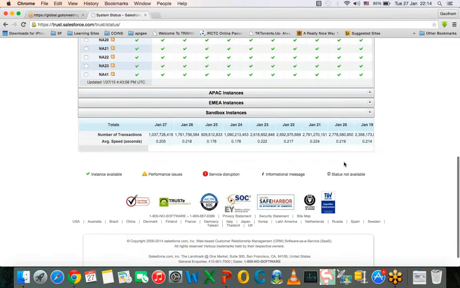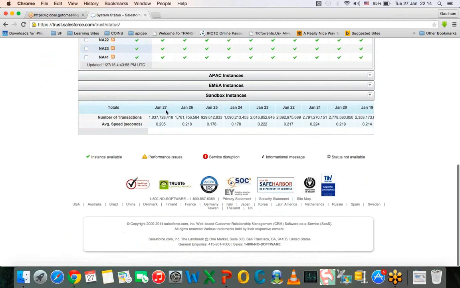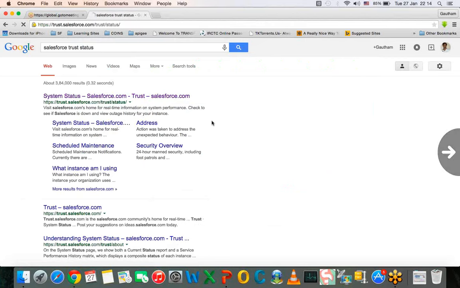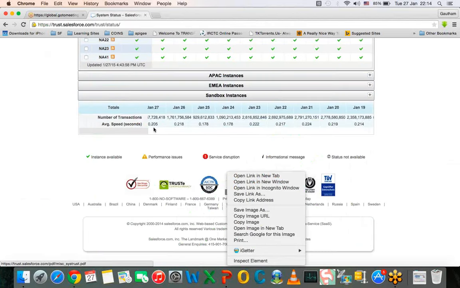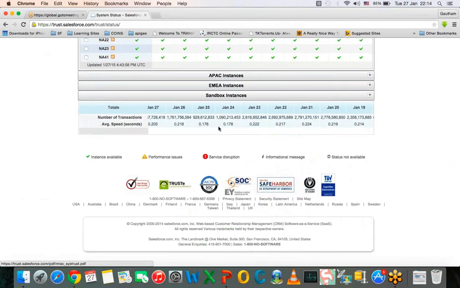Okay, when you go to the bottom, it tells you the number of transactions each day. From the current day up to the last one month of data, you'd be able to see how many transactions have gone through and what the average speed is, which is in seconds. It's almost some million transactions on a daily basis. Some days it's more and some days it's a bit less. So you will be able to see the average speed of each transaction.